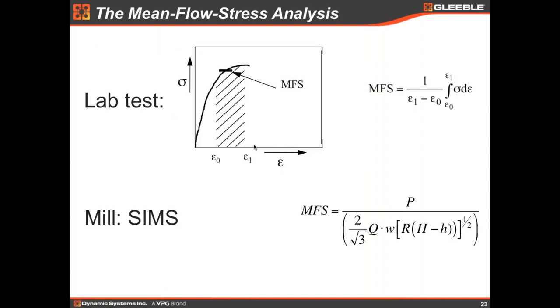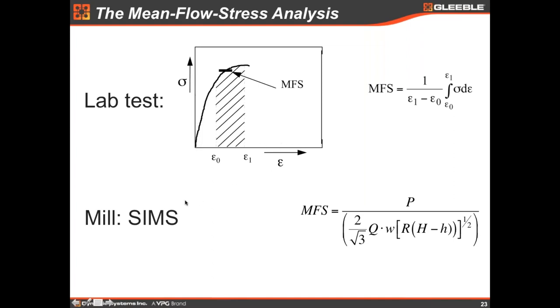So we can define the mean flow stress in a stress strain curve made in a laboratory. The mean flow stress, or the average stress between two strains, can be calculated by this formula. And basically, this is the area below the curve divided by the strain increment. And this is the mean flow stress, or the average flow stress, in a flow stress curve that you can obtain in the lab.